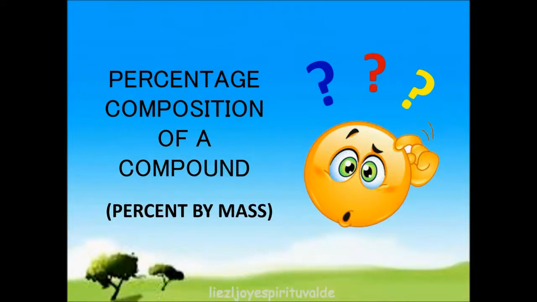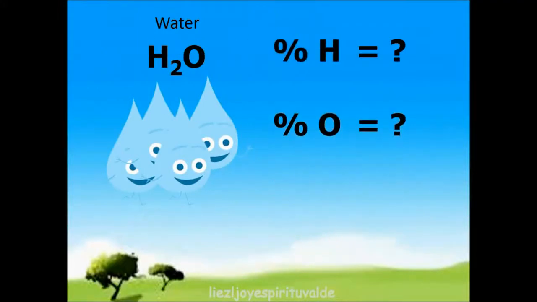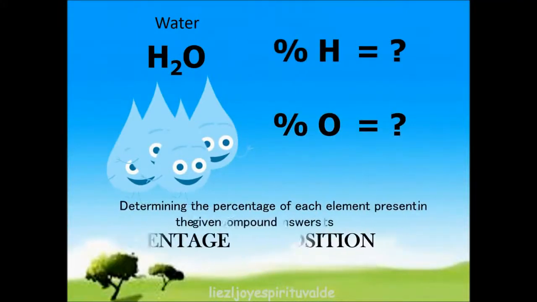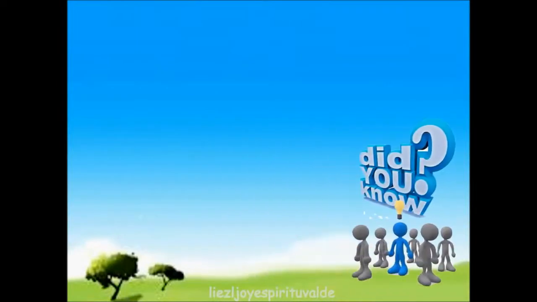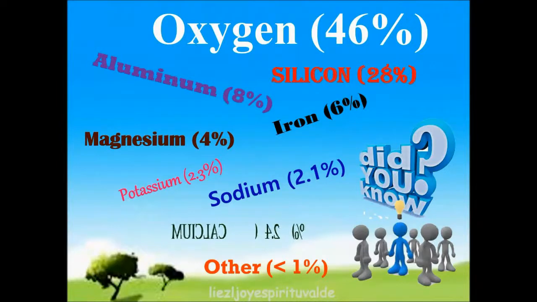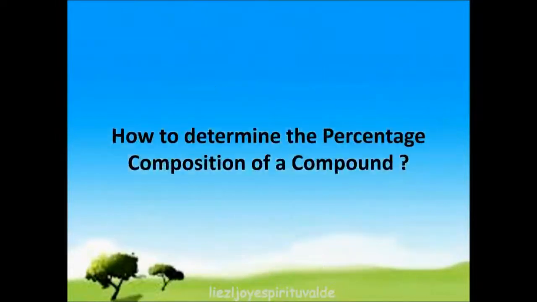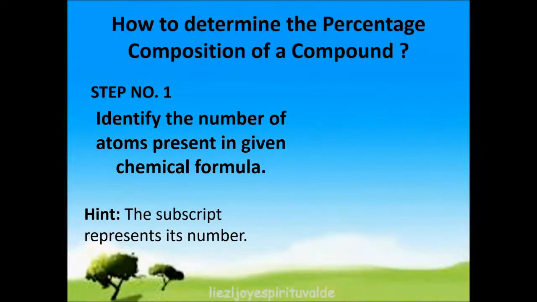So what is the percentage composition of a compound? Determining the percentage of each element present in a given compound is the percentage composition. It is also called percent by mass. Remember, we are surrounded with different elements, and so different compounds. So how can we determine the percentage composition of a compound?